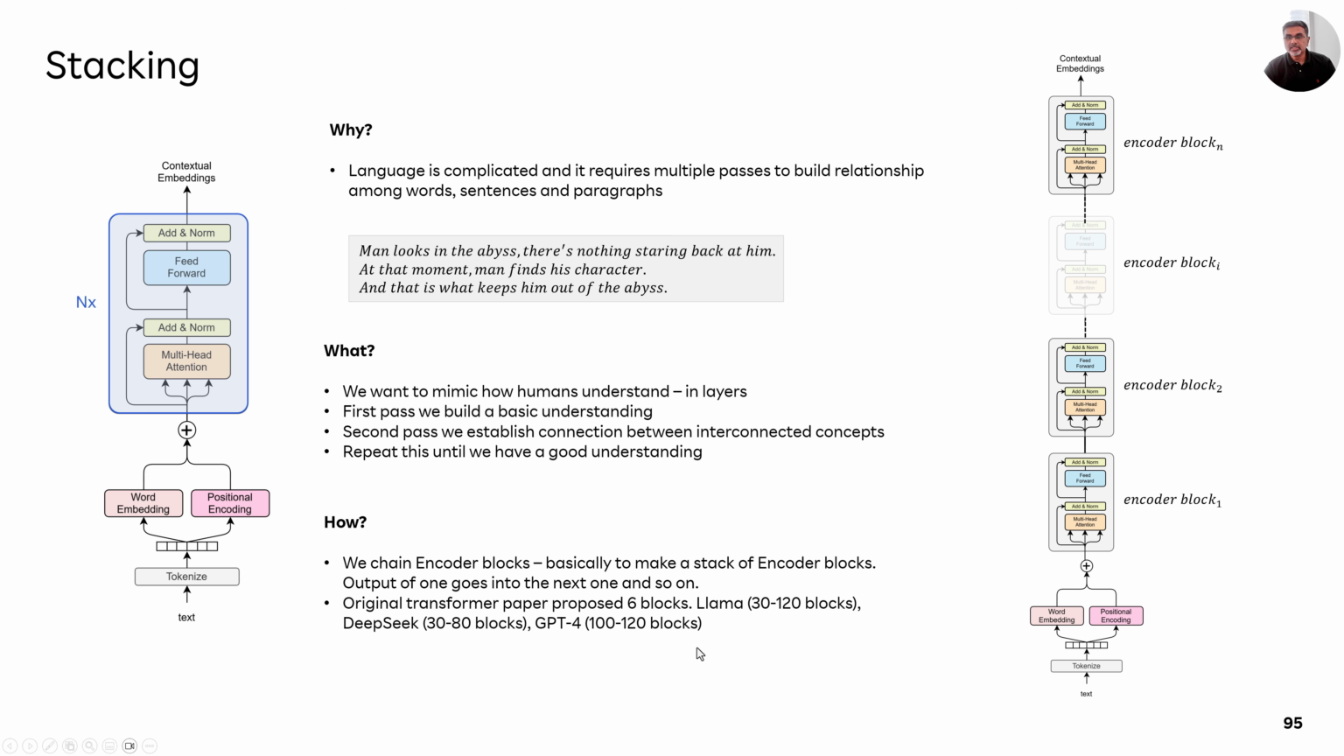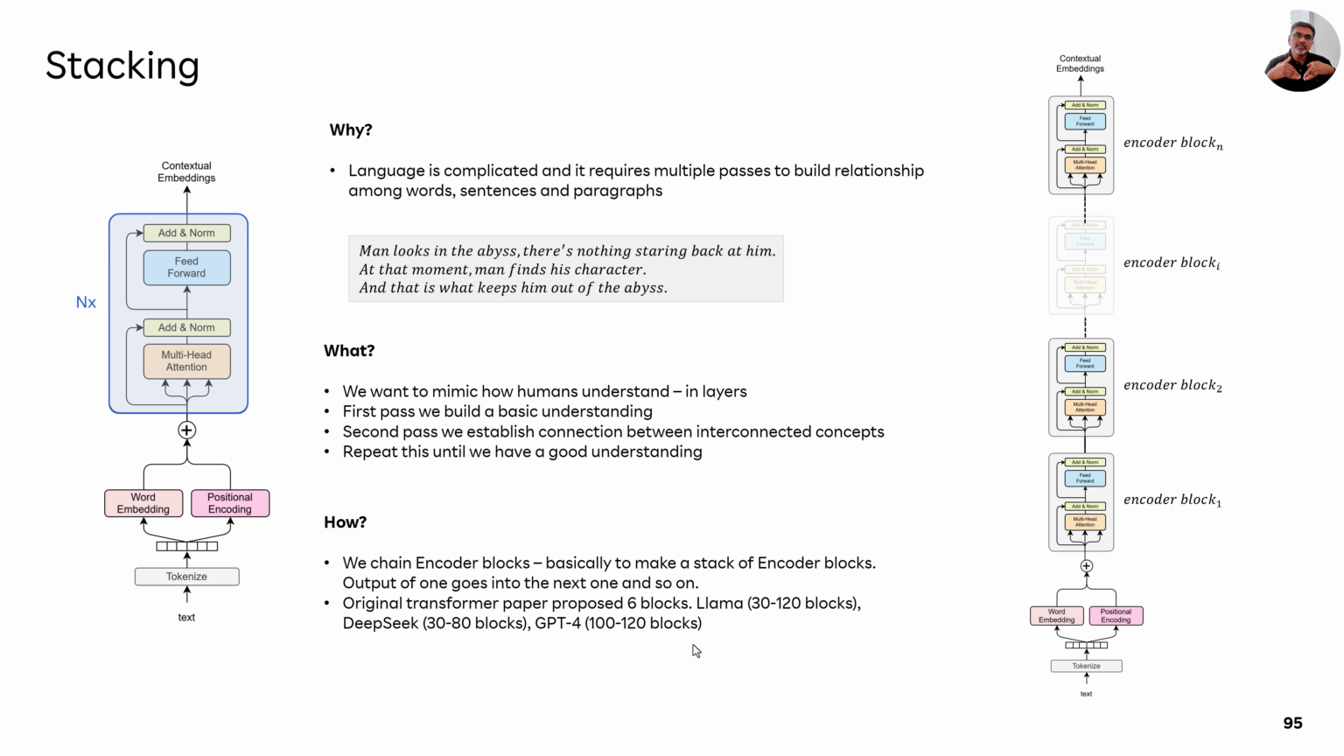Llama uses between 30 to 120 blocks. Why that variance? Because again, Llama has multiple model sizes, 7 billion, and much bigger ones and all that. For the smaller models, which have fewer parameters, they use fewer blocks. For the very large models, they'll use more blocks. GPT-4, for example, uses between 100 to 120 blocks. DeepSeek uses between 30 to 80 blocks. There's no magical answer to how you arrive at the number of blocks. Through empirical studies, you can figure it out, and you strike the right balance between performance and quality when you're choosing the number of blocks.